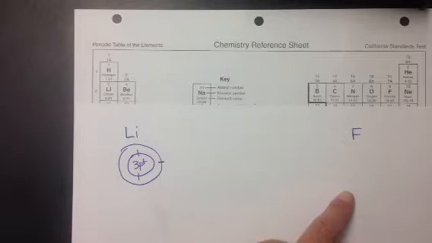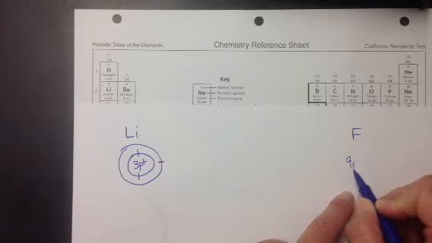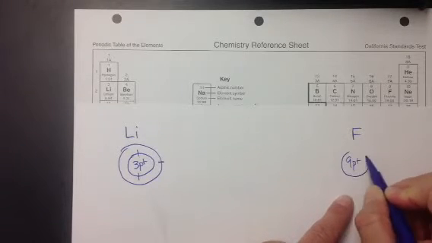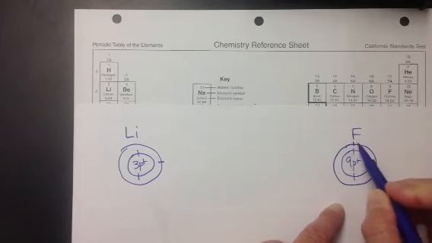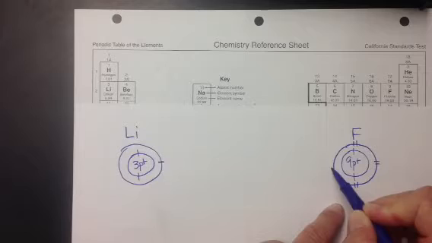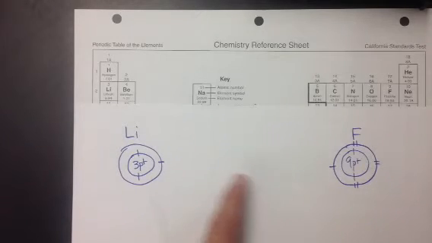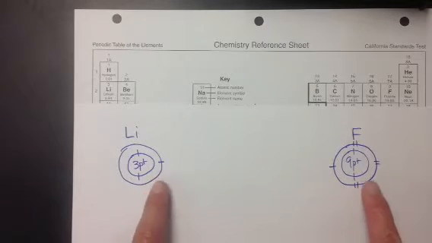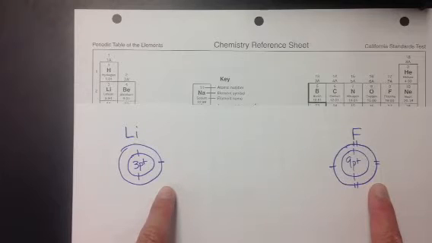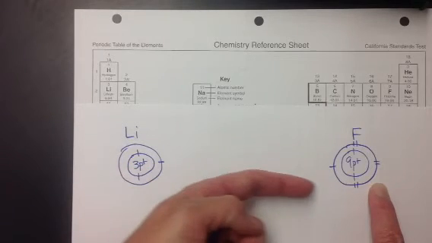And if I was to draw fluorine, fluorine has 9 protons in the nucleus. It will also fill its first energy level with 2 electrons, and its second energy level will have 7 electrons. So we can see that by comparing lithium and fluorine, we can't really say much about atomic radius in terms of energy levels, because they have the same number of energy levels.